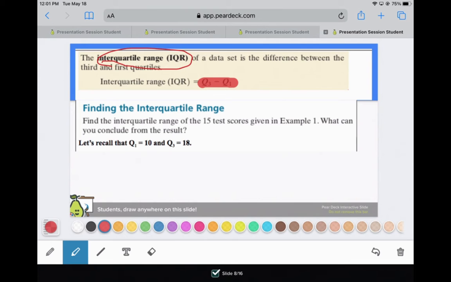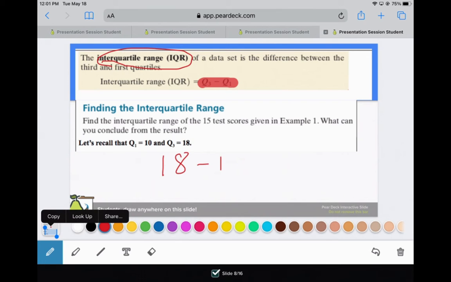So let's recall from the last problem that we did. We have 15 test scores, right? And quartile 3 is 18, quartile 1 is 10. So to find the interquartile range, what you need to do is take 18 minus 10. That gives you 8. So the interquartile range is pretty simple. If you know quartile 3 and quartile 1, subtract them, and that will give you the interquartile range, right?